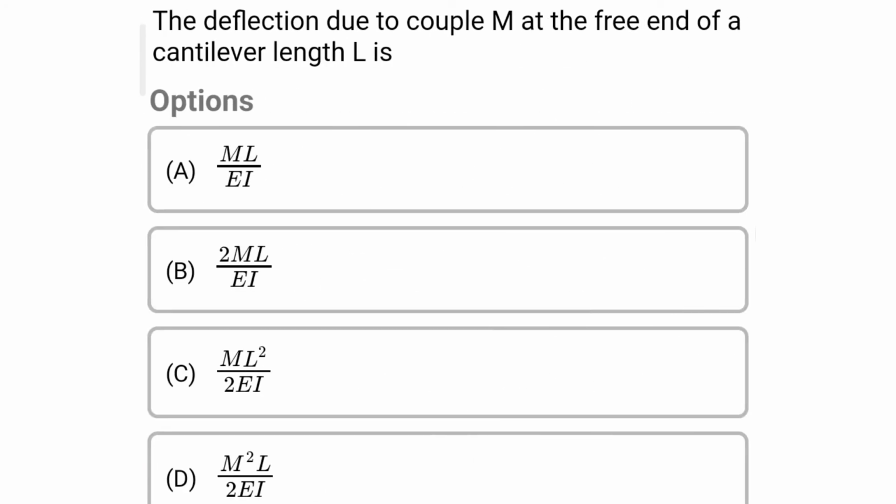So next question, the deflection due to the couple M at the free end of the cantilever of length L is option A ML divided by EI, option B 2ML divided by EI, option C ML square divided by 2 EI, option D M square L divided by 2 EI. So the correct answer is option C ML square divided by 2 EI.